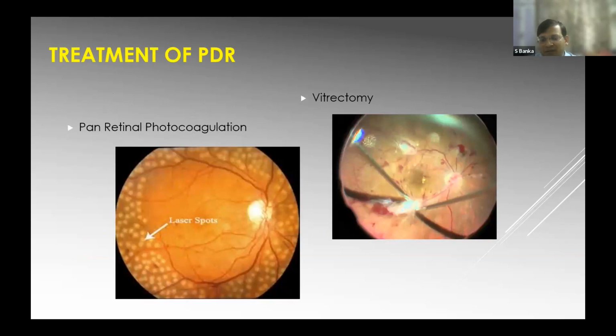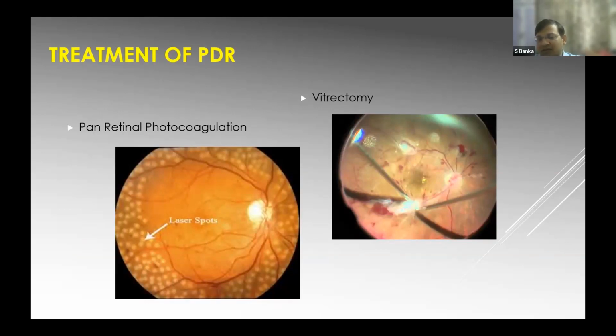If the patient does not have vitreous hemorrhage and we detect that the patient is getting neovascularization of the disc or neovascularization of the retina elsewhere, a pan-retinal photocoagulation is done, where we do laser photocoagulation of the whole retina, sparing the macula. By doing retinal photocoagulation, we decrease the oxygen demand of the retina.